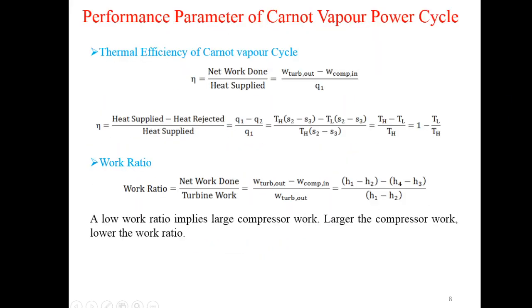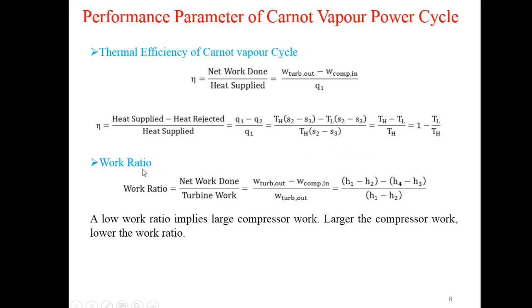Next is performance parameters of the Carnot vapour power cycle. First is the thermal efficiency of the Carnot vapour cycle. The efficiency formula is given as net work done divided by heat supplied. So net work done will be equal to turbine minus compression work, divided by heat supplied, which is Q1. Or we can also define this formula as heat supplied minus heat rejected divided by heat supplied. So we will have Q1 minus Q2 divided by Q1. If you put the values of Q1 and Q2, and cancel the common terms, we will get TH minus TL divided by TH. It will be equal to 1 minus TL divided by TH. We have already derived this formula in the case of the Carnot cycle. This formula can be remembered as 1 minus lower temperature divided by higher temperature.